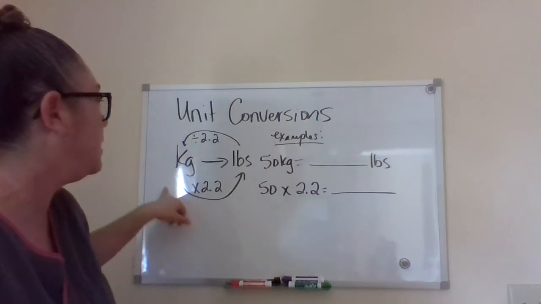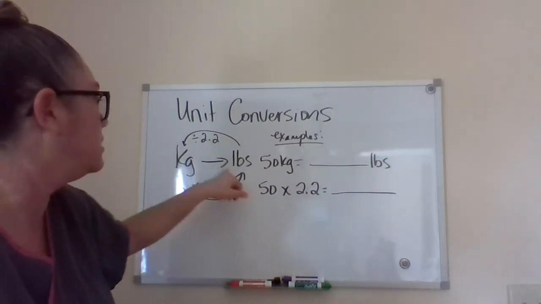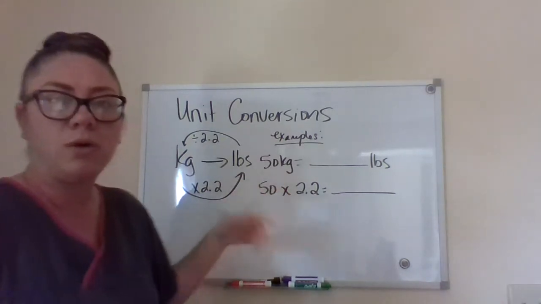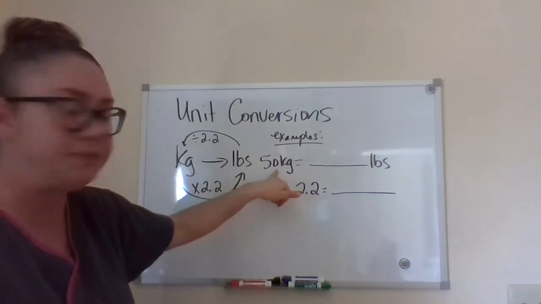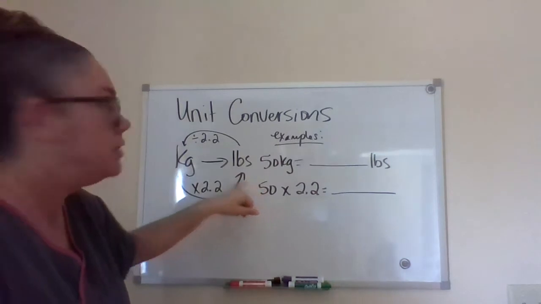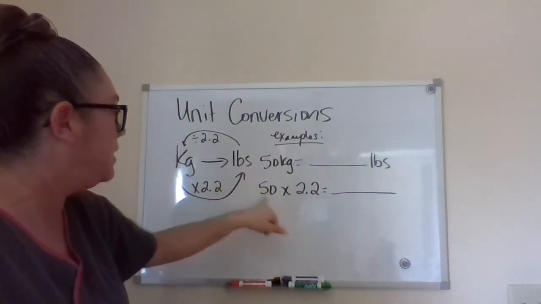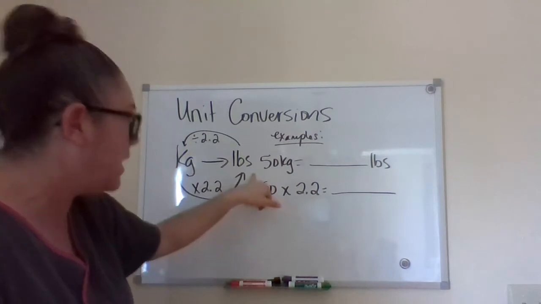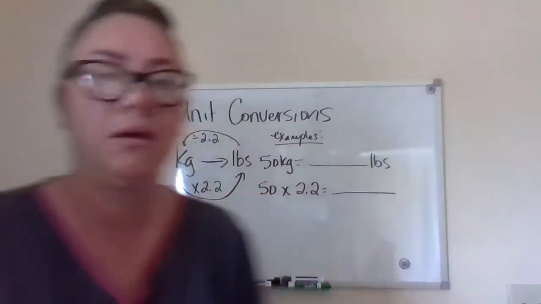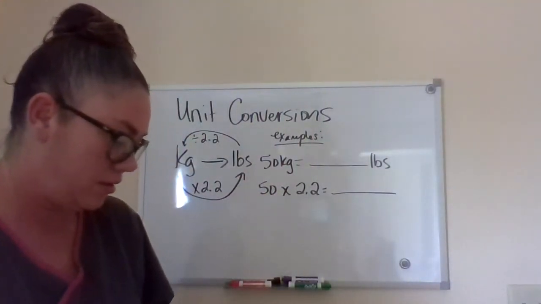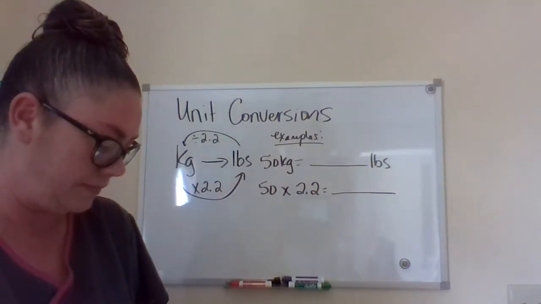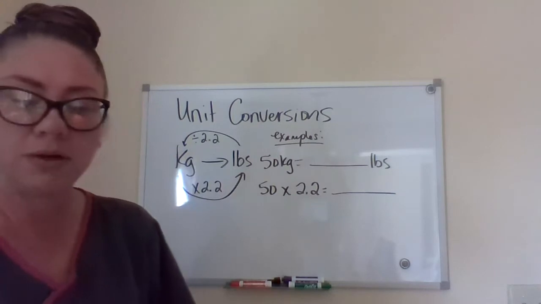So the first example I'm going to give you here is converting kilograms to pounds. I created this little chart here to show you which way you go and what you're going to do. In this case, we have 50 kilograms and we're going to convert that to pounds. So we're going to multiply 50 by 2.2 and that will give us our answer in pounds, which if you do that math, is 110.